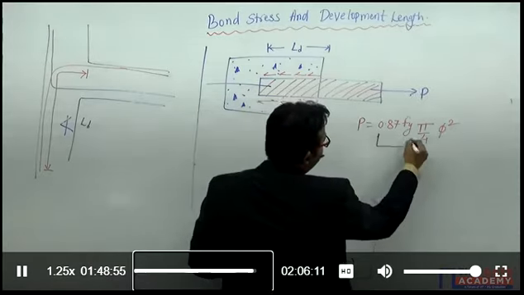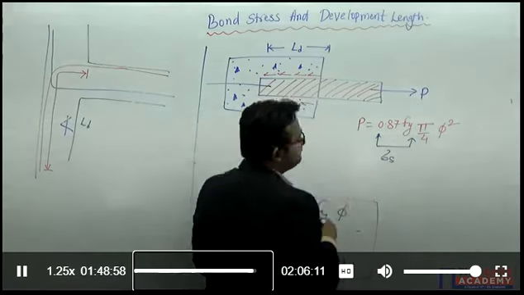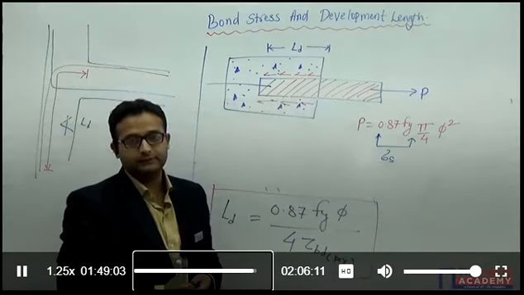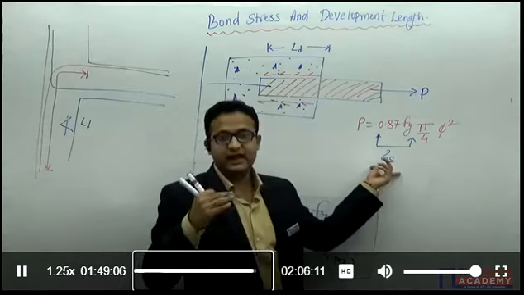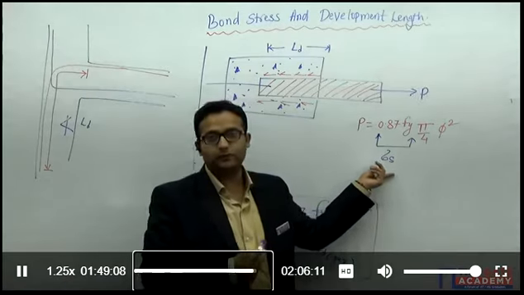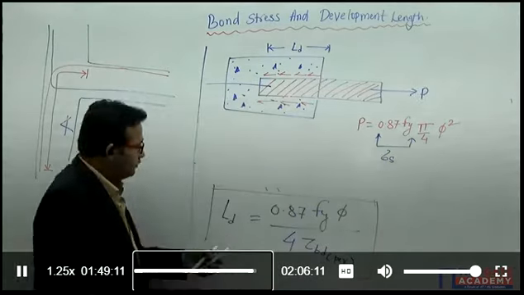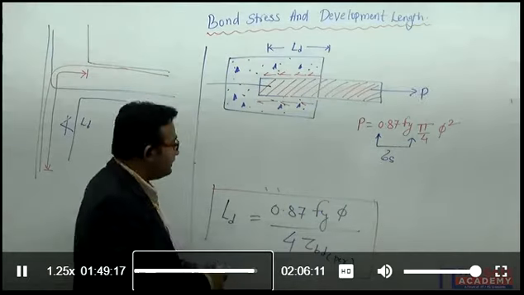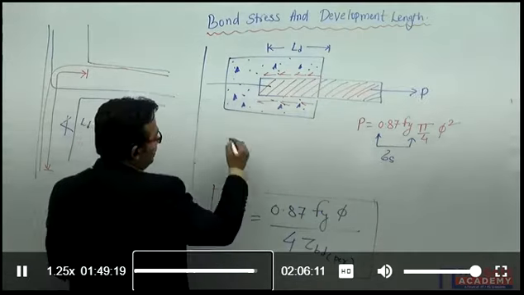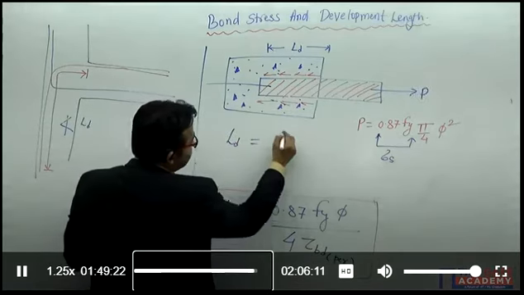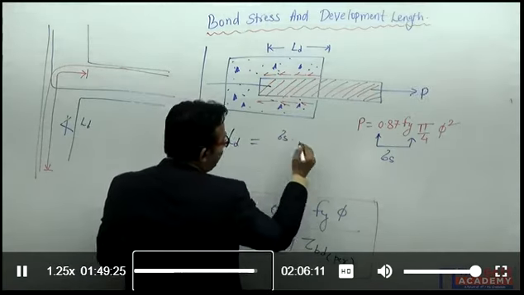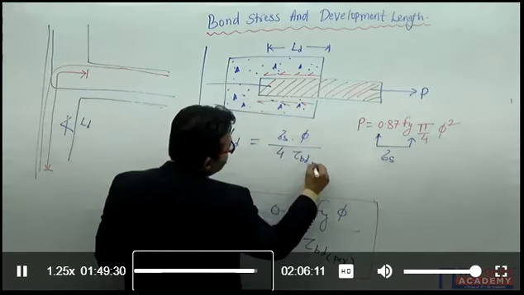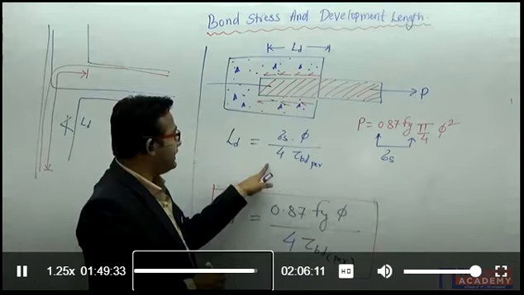This 0.87 Fy is your sigma S. Means this is the design stress in my reinforcement. This 0.87 Fy is the design stress in my reinforcement. Right? So you write the formula 0.87 Fy phi divided by 4 tau BD. If the same formula I am writing here, I can write LD equal to sigma S into phi divided by 4 tau BD permissible. I can write this formula here.